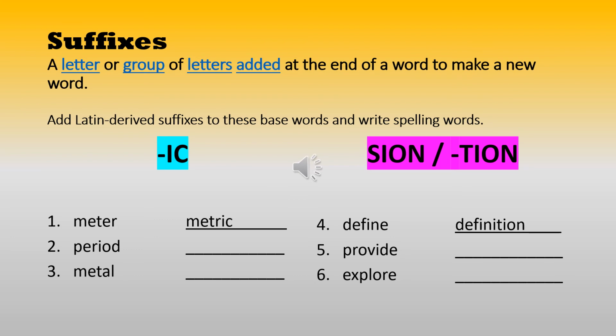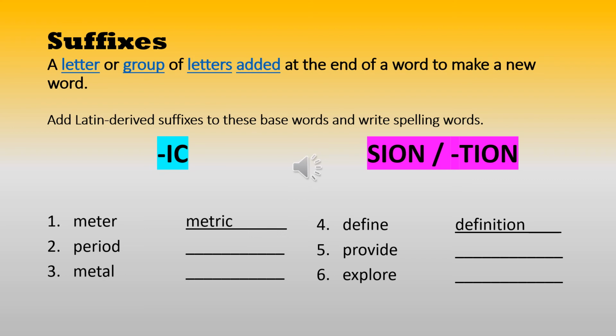You add the word, you add the IC suffix, and then you're going to have a new word. Remember, the answers are included in the list that we have at the beginning of the lesson. So let's move to the other side. On the other side, you have to add the sion suffix, or you can use the tion suffix, and you are going to create a new word.